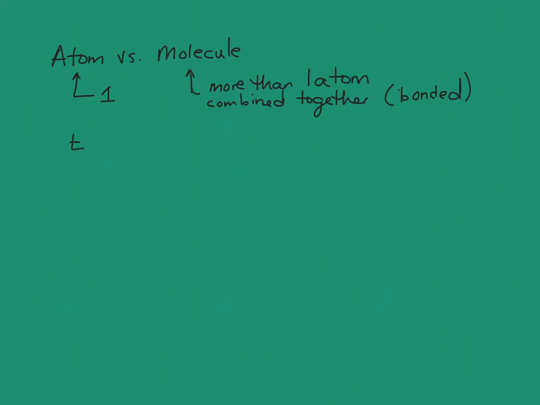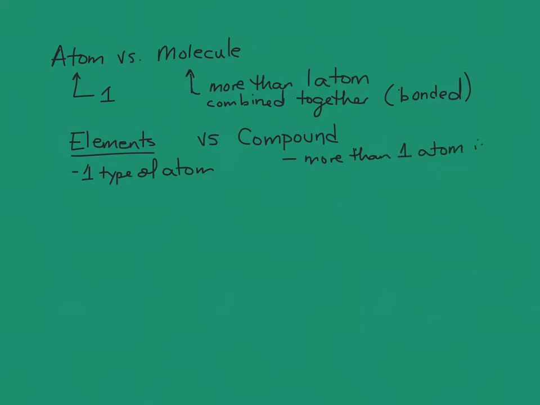And then we also have to remember there is elemental. Is it an element or is it a compound? And simply put, elemental is one type of atom, and a compound is more than one type of atom in the pure substance. Okay, this is coming back from grade 9. If you remember, we talked about pure substances versus mixtures and elements versus compounds.